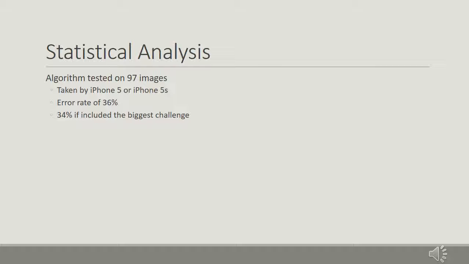So what was the analysis of this whole project? After testing this whole algorithm on 97 different nutrition fact labels taken with iPhone 5 or 5s cameras, the error rate calculated was 36%. By error rate, what we mean is, let me show the demo of this particular example that I've shown during the whole presentation. We will see that actual demo at the end of this video.